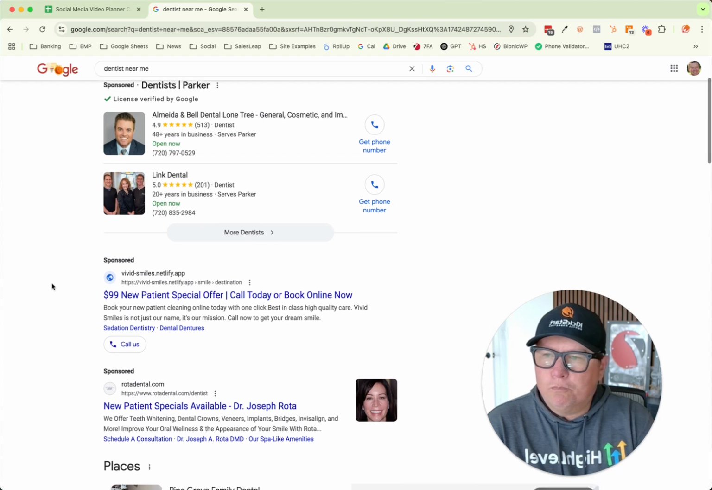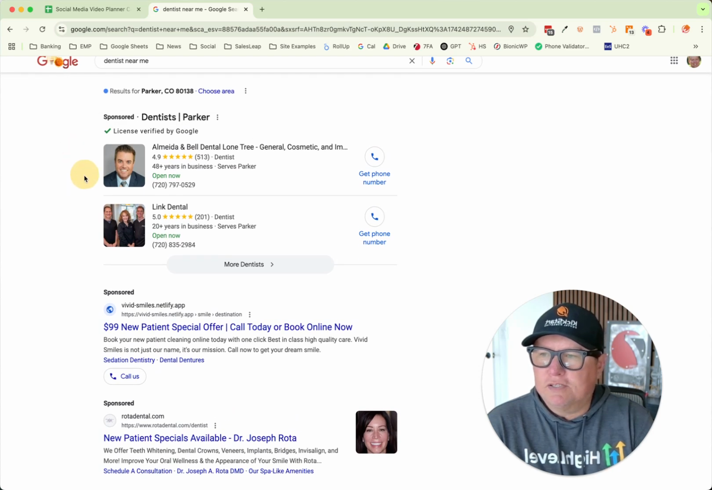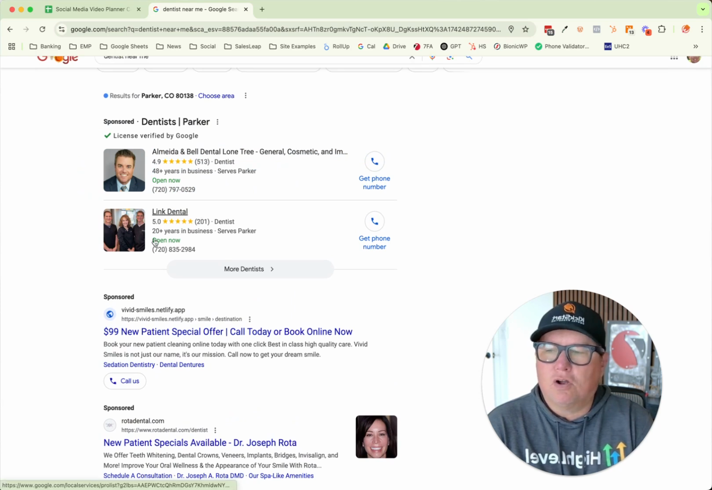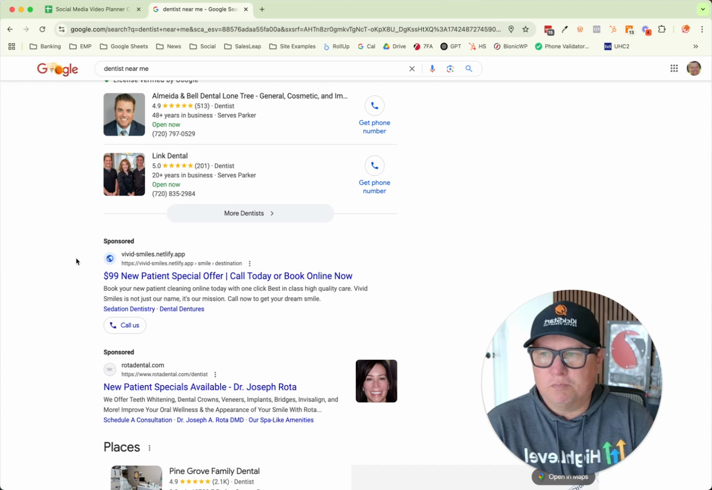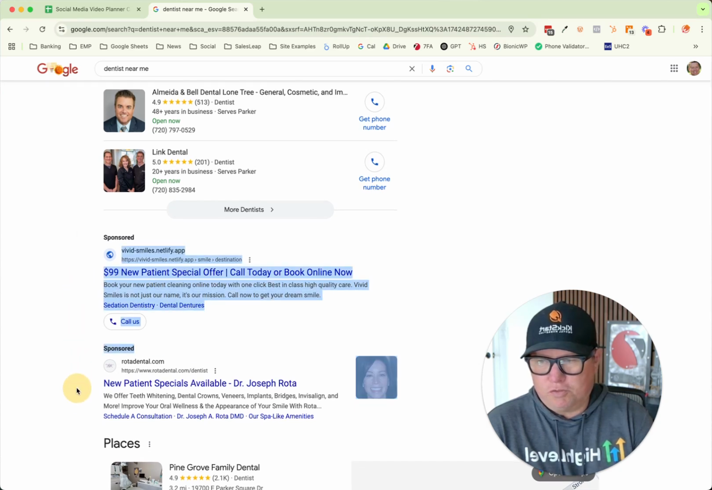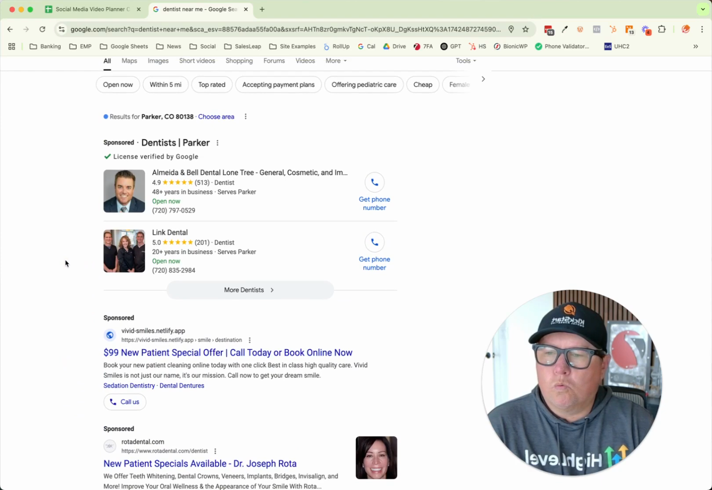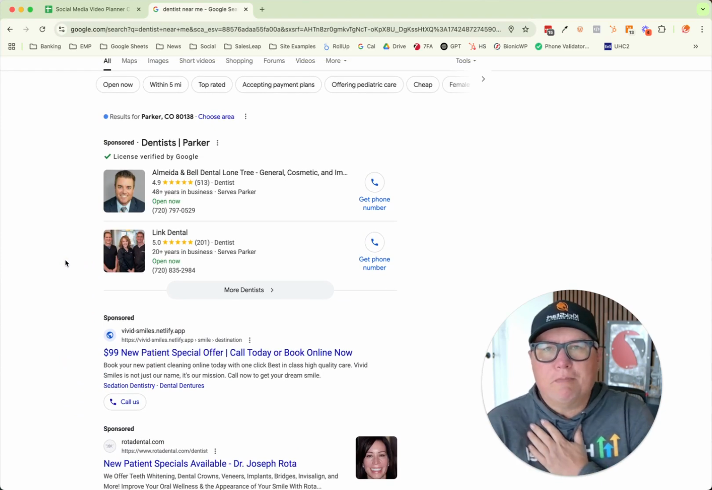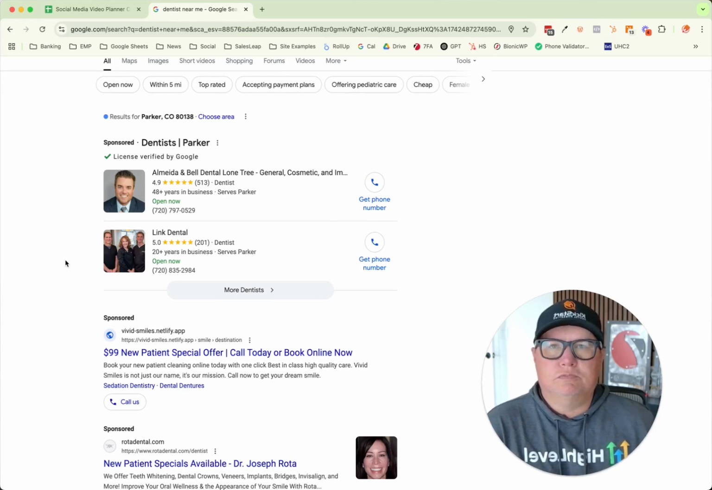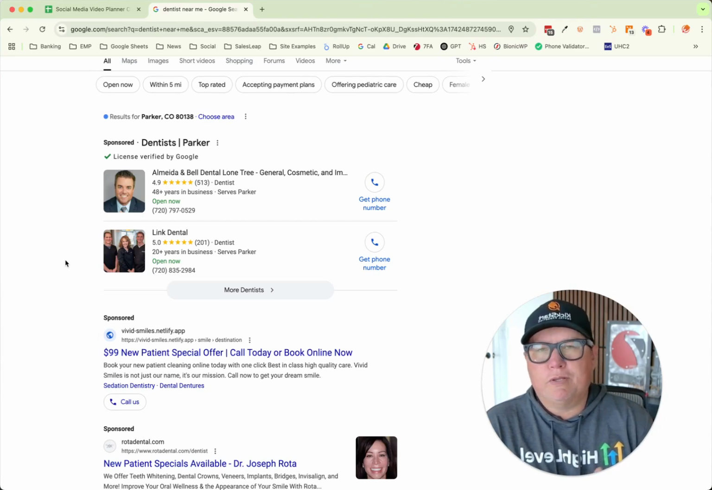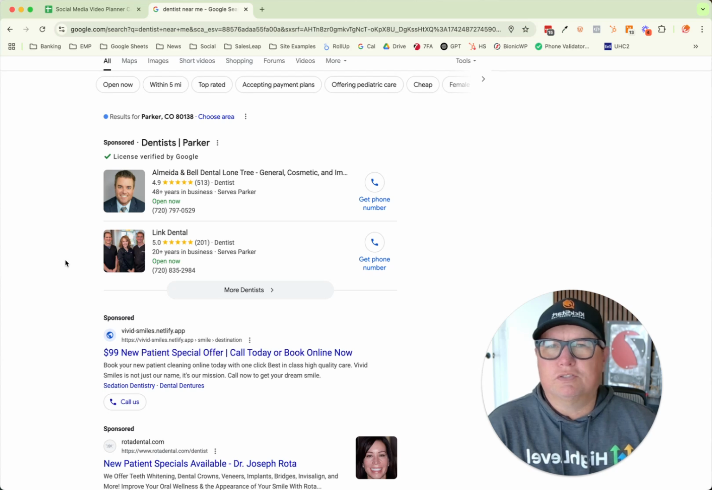So what a lot of people don't know about is what this is right here, this top area where Alameda and Bell Dental and Link Dental are, and what that difference is between that and what's down here under the sponsored links. About a year ago, maybe a little bit more than a year ago, Google came out with what's called local service ads for dentists. Now, local service ads have been around for a long time, but they were really reserved for plumbers and lawyers and other local service-based businesses. But about a year ago, they approved it for dental practices.